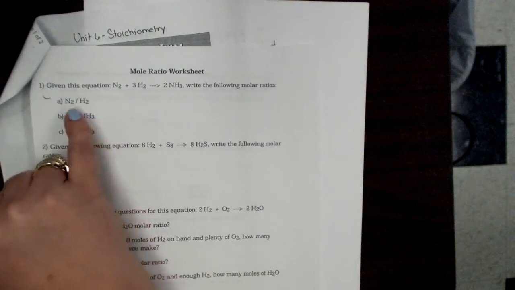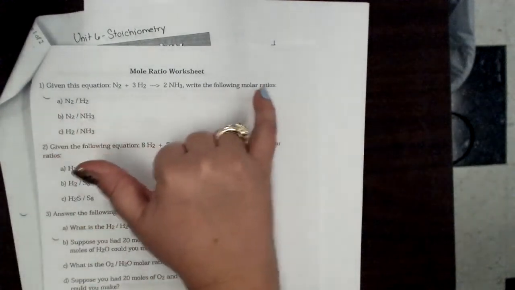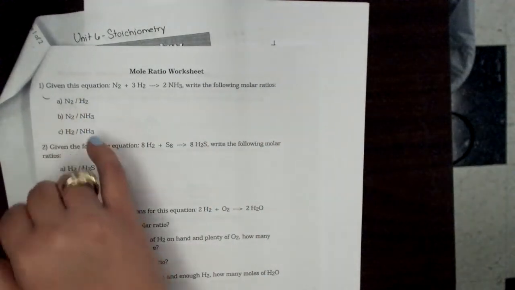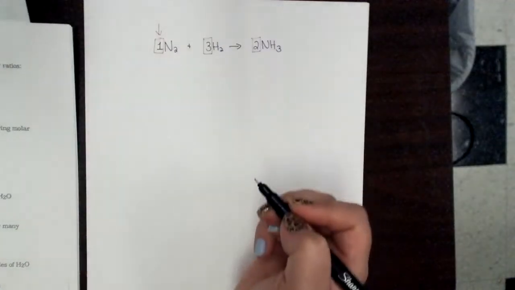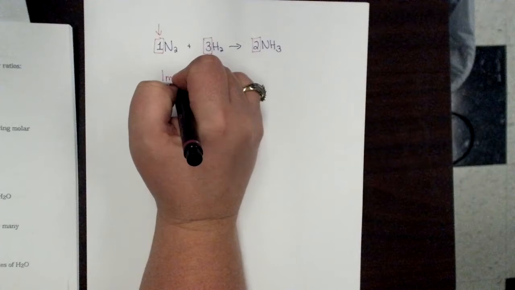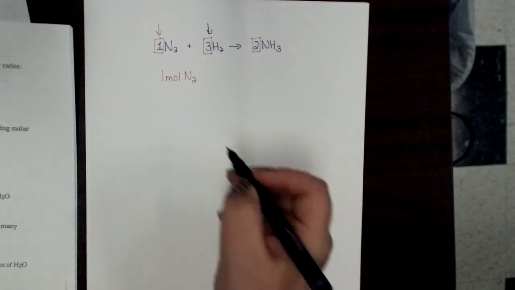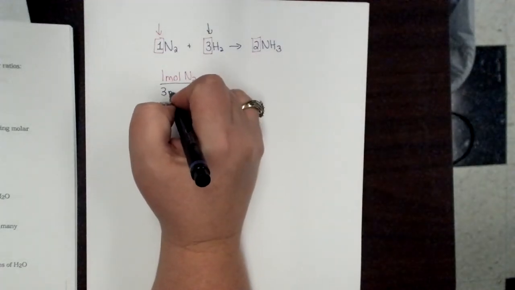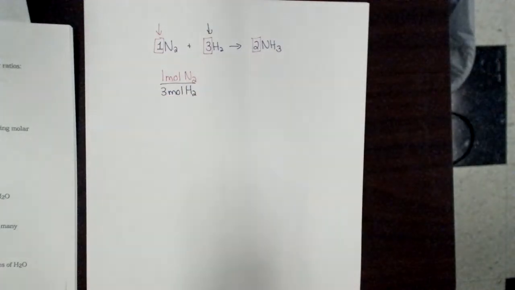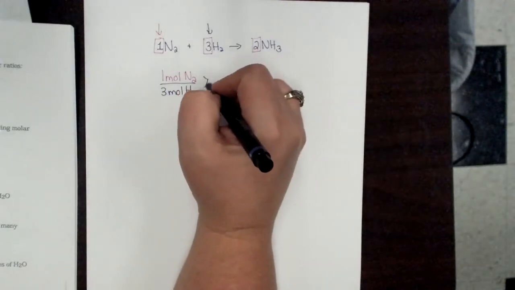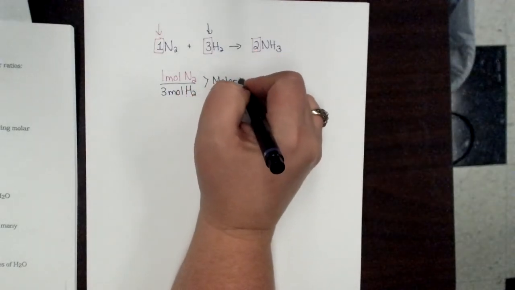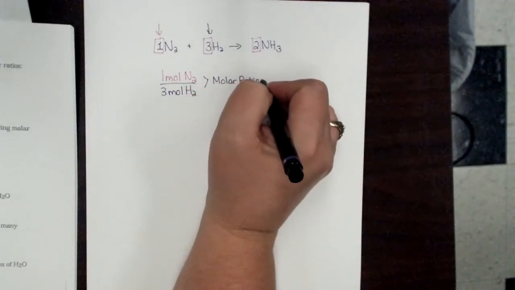So right here in your worksheet 1A, they want us to write the molar ratio of N2 to H2. So what I'm going to do is I'm just going to look right here. N2 is 1 mole of N2. And then how many moles of H2 do I have? 3 moles of H2. So this is what we call our molar ratio, okay?